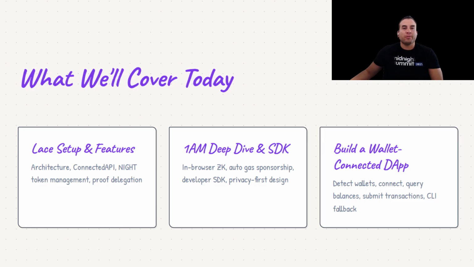3 parts. First, we will deep dive into Lace architecture, the connector API, NIGHT tokens management, how proof delegation works. Then we will do the same for 1AM: in-browser zero-knowledge proof, AutoGas sponsorship, the developer SDK. Second, we will cover the DApp connector standard itself, CAIP-372, wallet discovery, connection flow, transaction submission, and integration patterns.